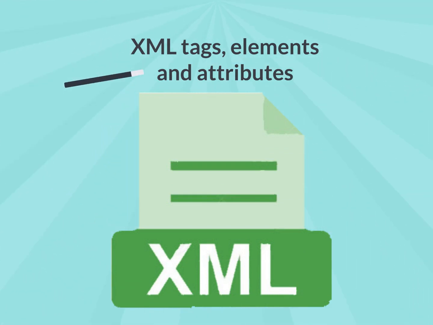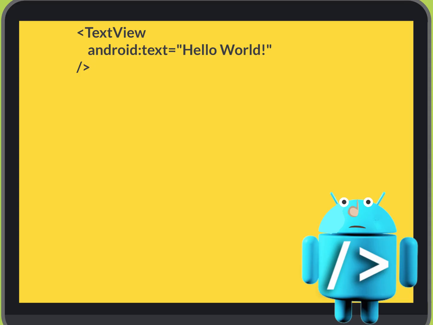XML tags, elements and attributes. Here's a simplified version of the text view element so you can see some important parts. The line of code with less than text view is the beginning of the tag. And the line of code with / greater than is the end of the tag. The line of code with Android:text equals hello world is an attribute of the tag. It represents the text that will be displayed by the text view.